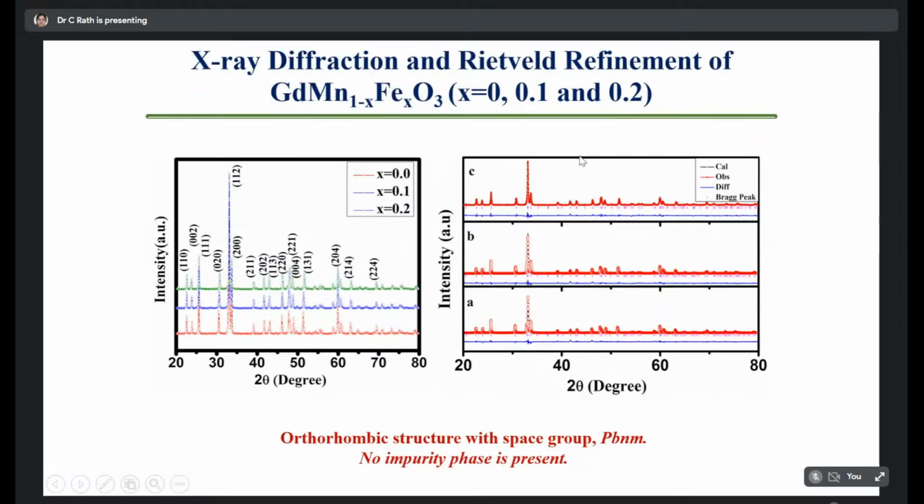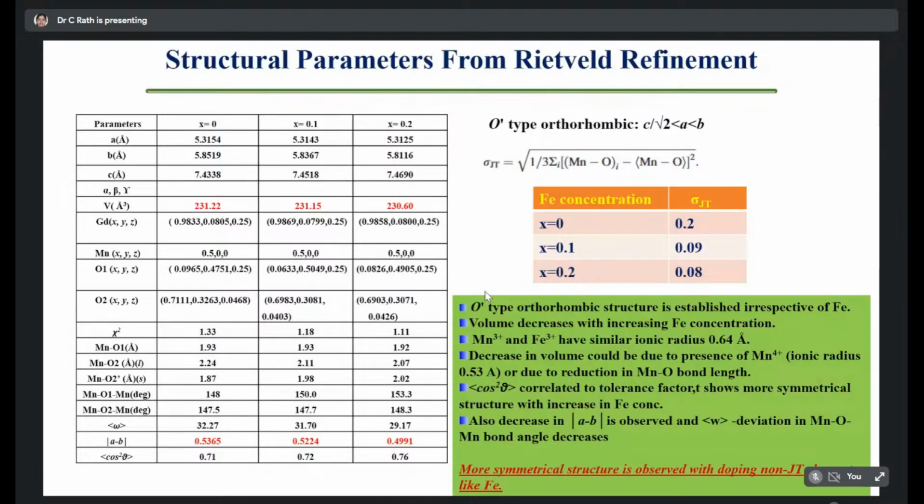So let us see GdMnO3 when iron is doped at 0.1 and 0.2. This is 0, the pristine sample. One can see the XRD spectra, where one has this orthorhombic structure with space group Pbnm. And we fitted it with Rietveld refinement, and we didn't see any impurity phase present up to 0.2. This is the Rietveld refinement, all these parameters we listed in the table. One can see a, b, c parameters, alpha, beta, gamma, and volume, which I have marked in red.